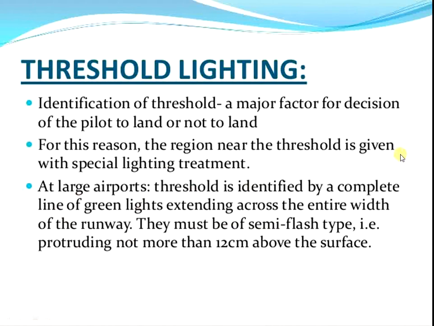The next element of the airport lighting is the threshold lighting. It is another most important lighting system of the airport. The identification of the threshold is a major factor in the decision of the pilot to land or not to land. The threshold lighting is very helpful, and very important as per the landing position of the aircraft, because this is the decision the pilot has to take, whether to land the aircraft or not.